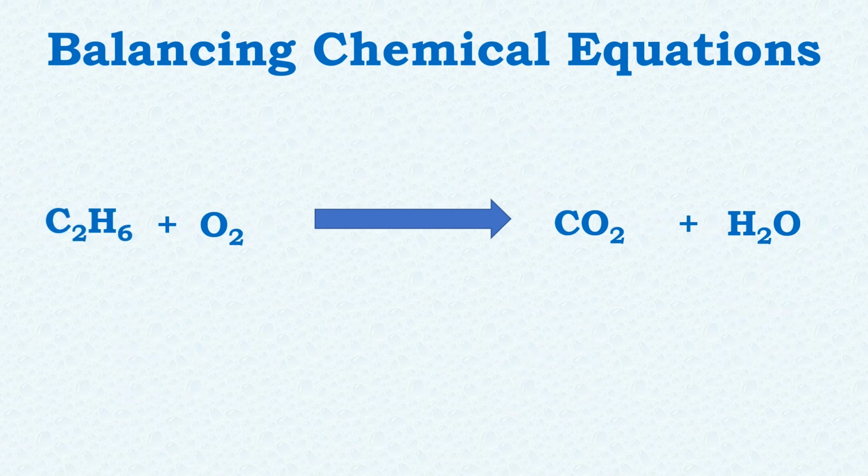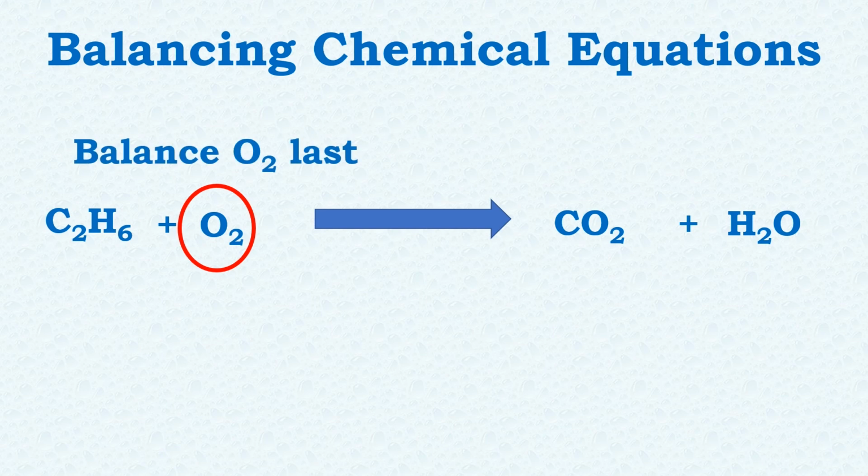Here is another example of balancing oxygen last. Ethane, C2H6, reacts with oxygen to yield carbon dioxide and water. Similarly, we see that oxygen is in its elemental form. We can balance oxygen last. I'll balance the carbon first by inserting a coefficient of 2 in front of carbon dioxide. Next, insert a coefficient of 3 in front of water to balance the hydrogen. The carbon and the hydrogen are now balanced. We can balance oxygen next.